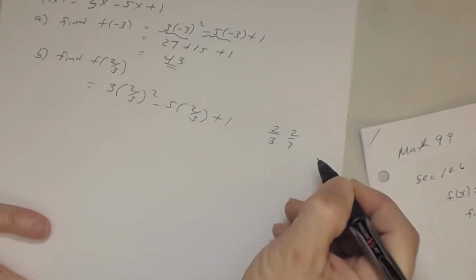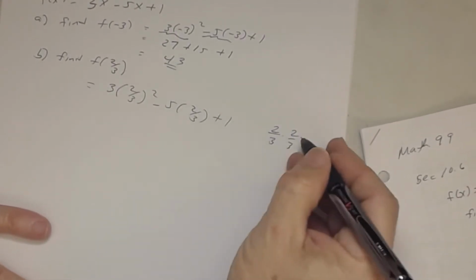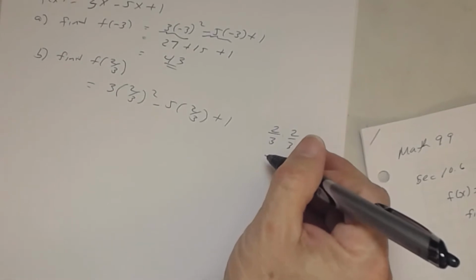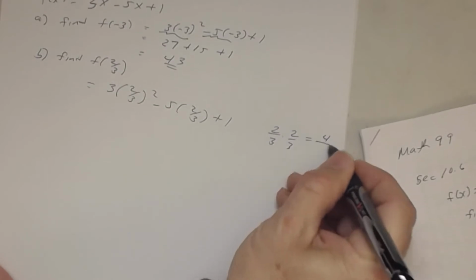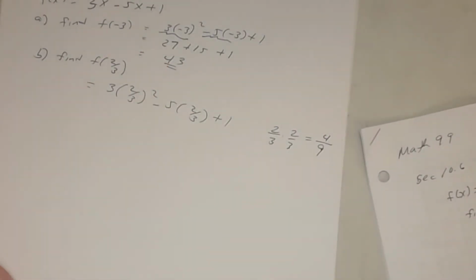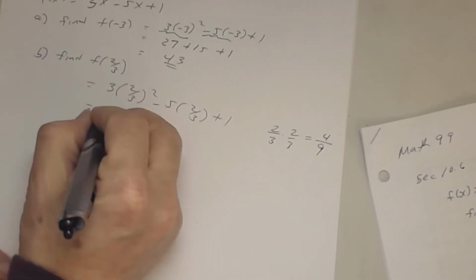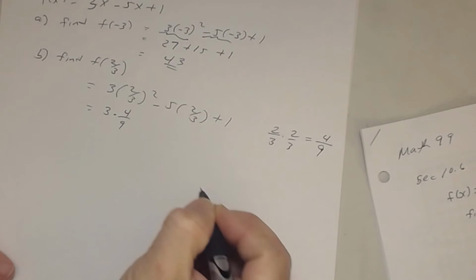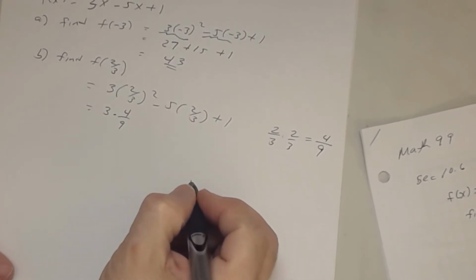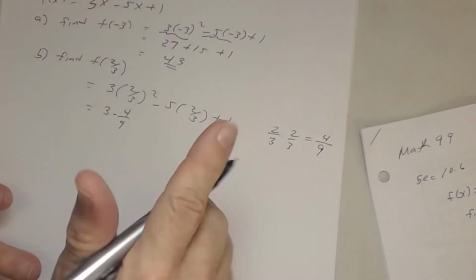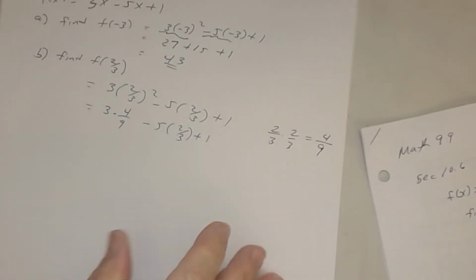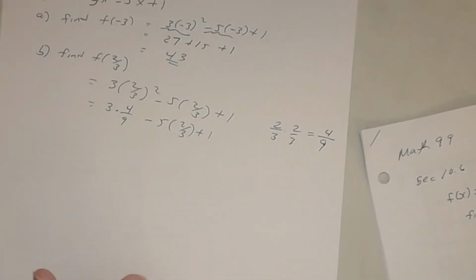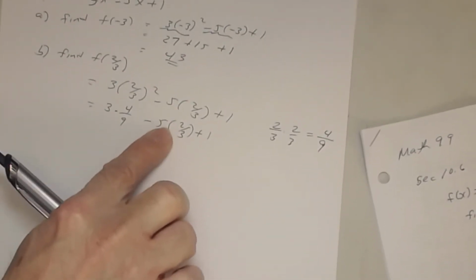No, guys, come on now. 2/3 times 2/3. When you multiply fractions, you multiply numerators, multiply denominators. You may want to reduce first, but at some point you may need to reduce. 2 times 2 is 4. 3 times 3 is 9. So 2/3 times itself is 4/9. So I have 3 times 4/9. Okay, that's what I have. All right, and then I'm going to rewrite everything else over for right now. Minus 5 times 2/3 plus 1. Y'all agree? Okay.